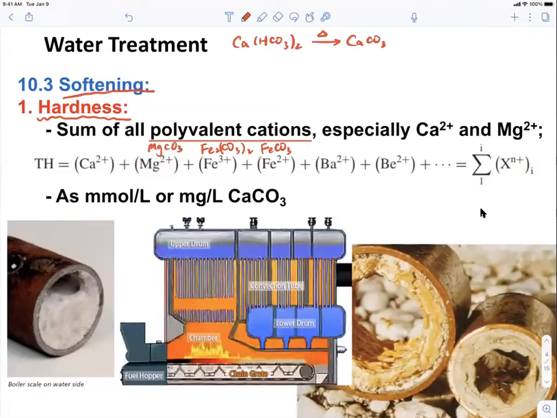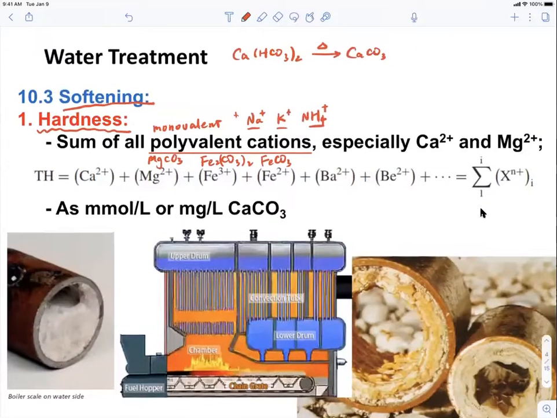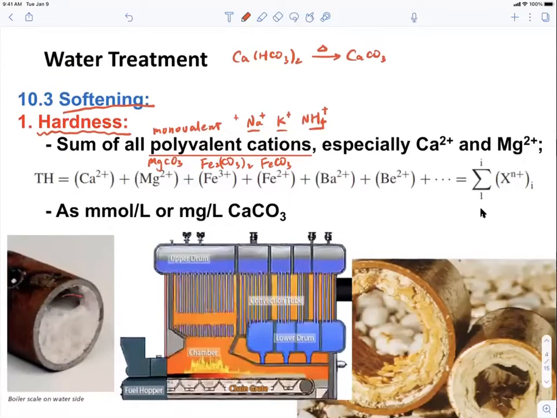So for, let's say, the monovalent, basically it means that they carry one charge only. For example, the sodium or the potassium, or the ammonium, right? So for these ions, they will not form solids. Basically, they're very stable. They can dissolve in water very easily, right? So we won't form solids like these white scales when we heat it up, right?